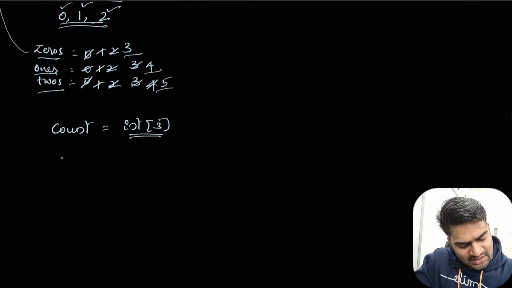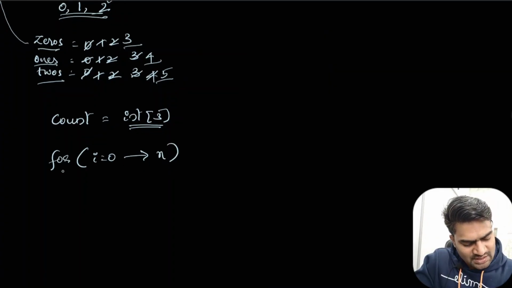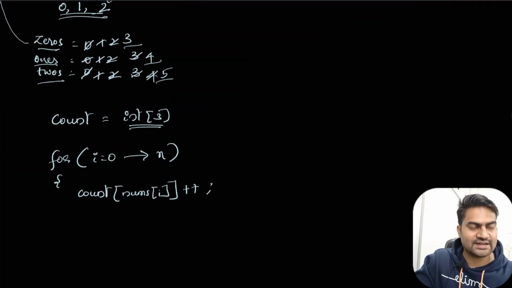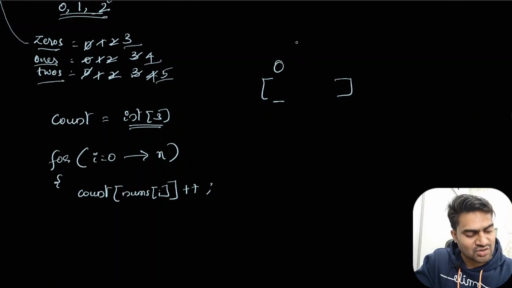Then I will iterate in the array from i equal to 0 to n. Then I will simply say count of nums of i, then I will simply increment it. So this is my count array. This holds the number of zeros in the first index, the number of 1's in the second index, and the number of 2's in the third index. Correct, right?